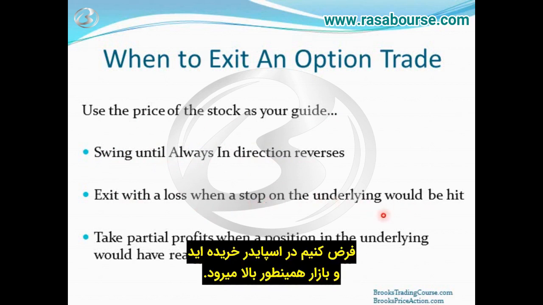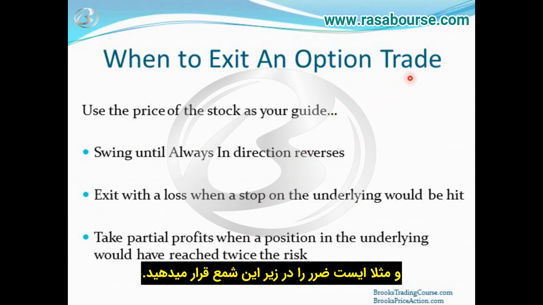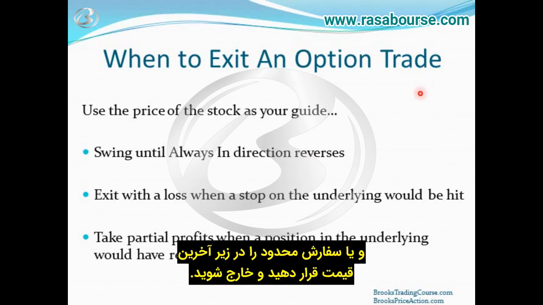So let's say you're long the Spider and it's going up and up and up, and then you decide, maybe it's entering a trading range, I'm going to put a stop below this bar. The market falls below that bar, go to your options and get out at the market, or place a limit order below the most recent price and get out.